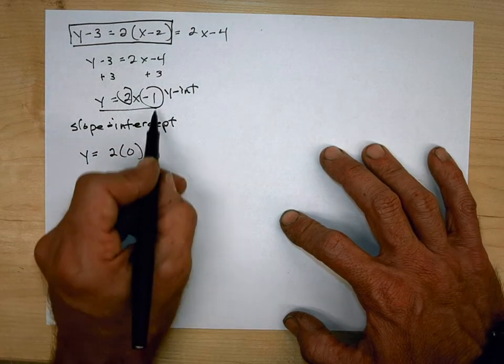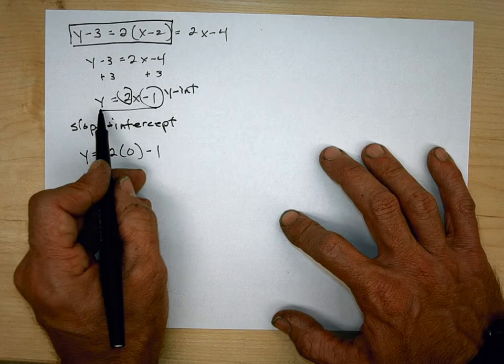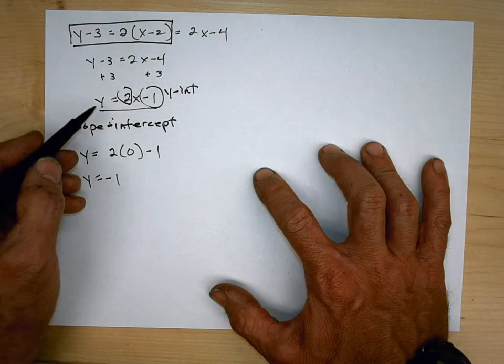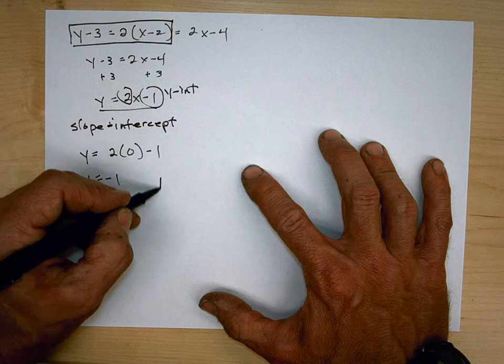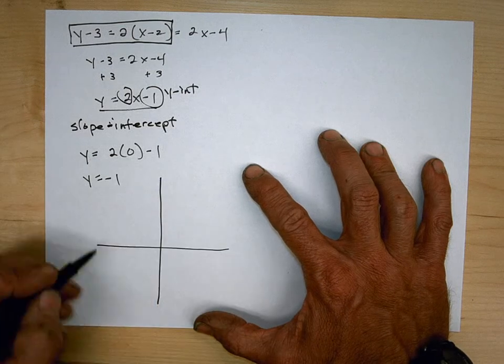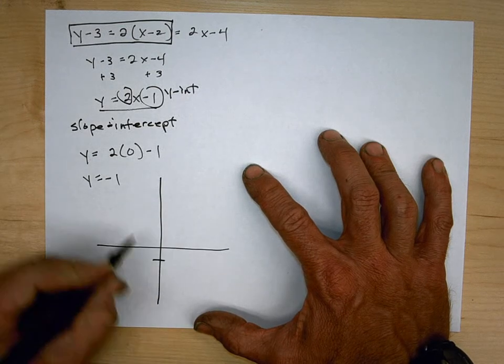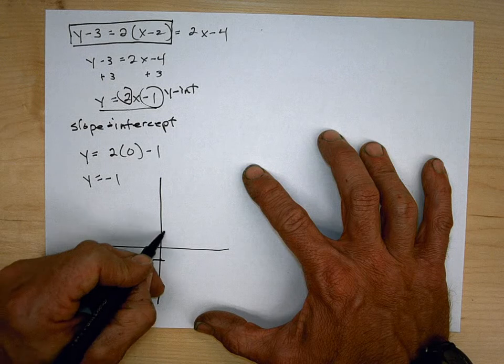So although you may be more familiar with the slope-intercept form, and it's probably more useful in terms of graphing, right? Like if I wanted to graph that same line, I know that it would go to the point (0, negative 1). My slope is 2, so I go up 2 and over 1.